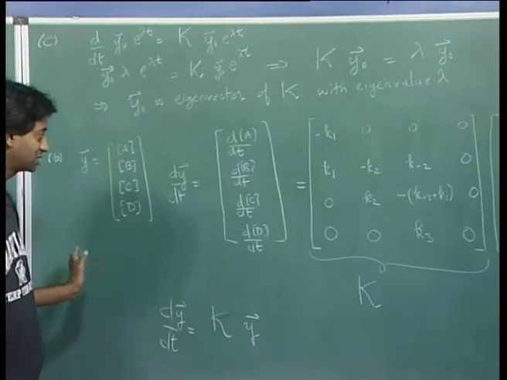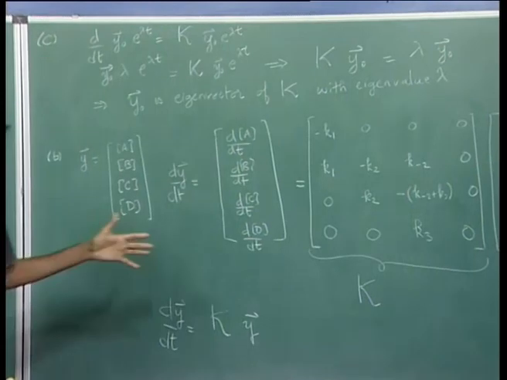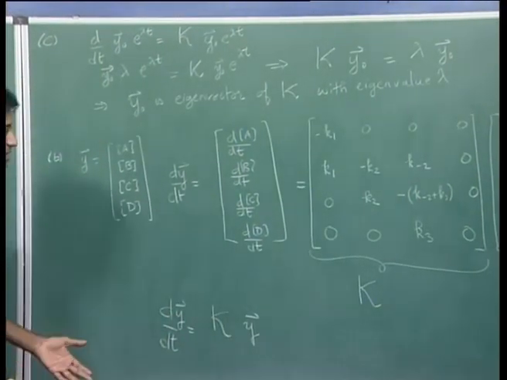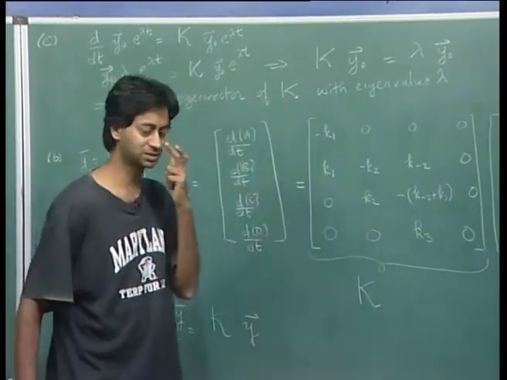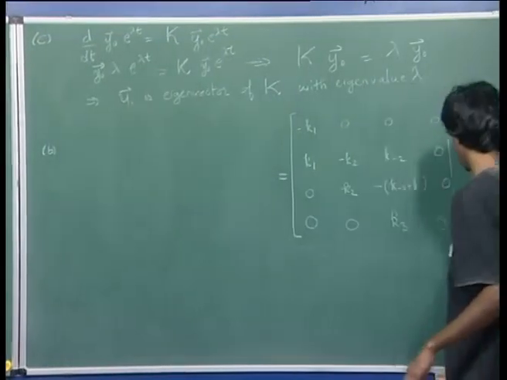Okay. So, we have gone from a problem of coupled differential equations to an eigenvalues and eigenvectors problem. So, the next step will be to find the eigenvalues and eigenvectors of this matrix, and that is what we do in part D.